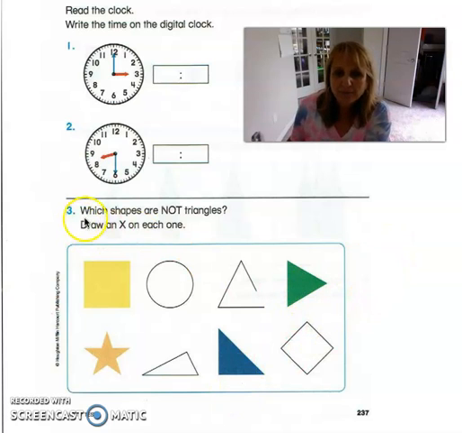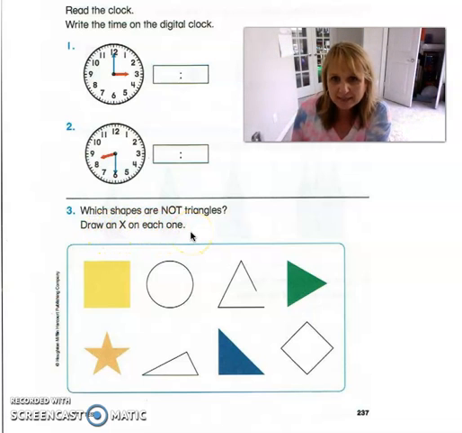All right, number 3, we have a box of shapes. It says, which shapes are not triangles? Draw an X on each one. So you're going to put an X on any shape that is not a triangle. Go ahead.